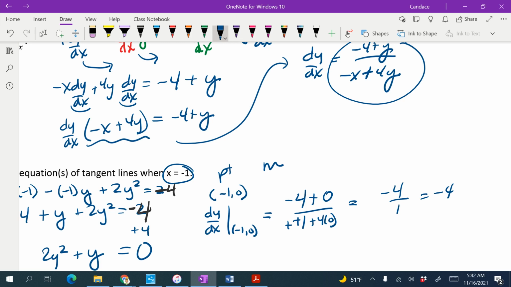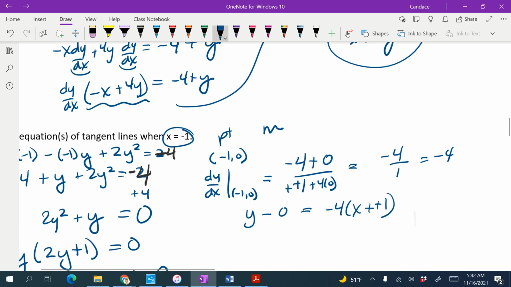So the equation of that tangent line would be y minus the y value of 0 equals the slope negative 4 times x minus negative 1. You could leave it just like that. You could change it to positive. You could drop the 0.